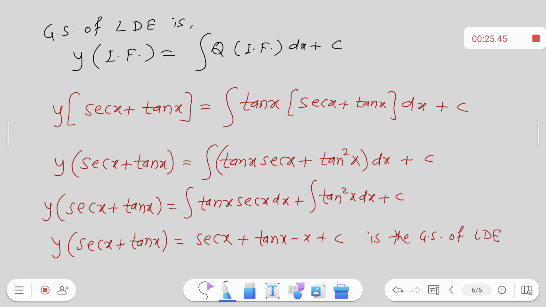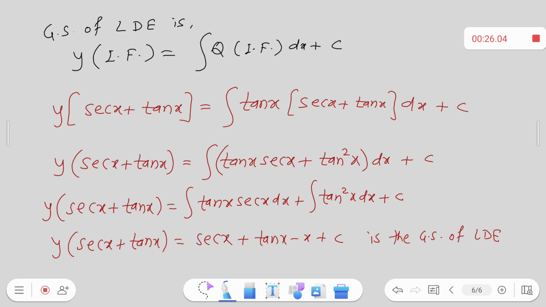Linear differential. So the integration of tan square is tan x minus x. Integration of tan x sec x is sec x only. If you don't know, then you may convert it into sine and cosine.